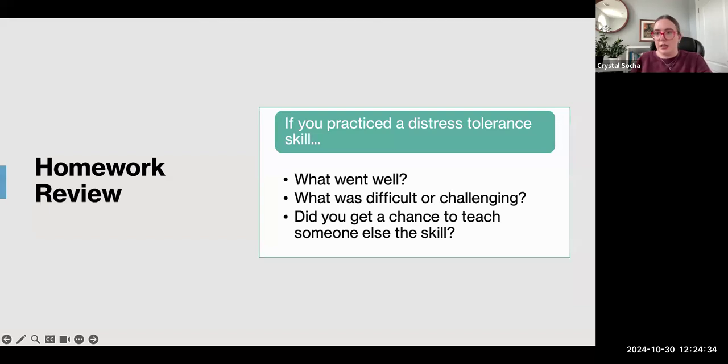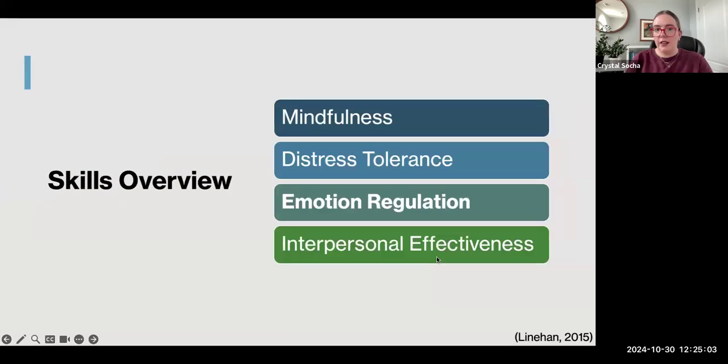Stephanie says, leaning into radical acceptance and not letting my own mental health get triggered. Amazing. Shout out for using that radical acceptance skill. That's a tough one. All right. So again, if you didn't get a chance to practice, we always encourage homework practice or skill practice. So feel free to practice after this as well.